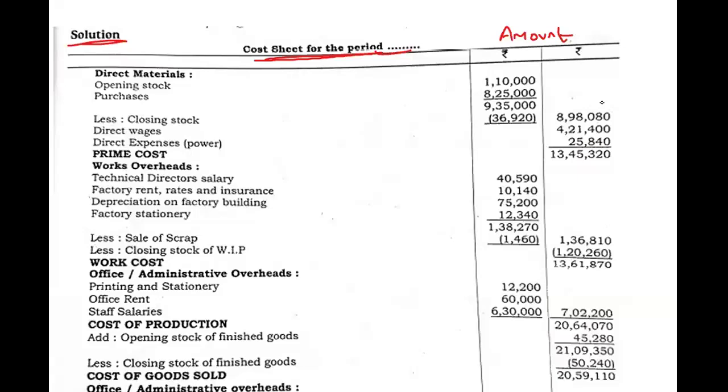Direct material is the starting information given. To that direct material we'll add direct wages and direct expenses. This will give the prime cost. To that we'll add the work overheads, and we'll get the work cost. To the work cost we will add the office and administration overheads. After adding them, what will we get? Cost of production.